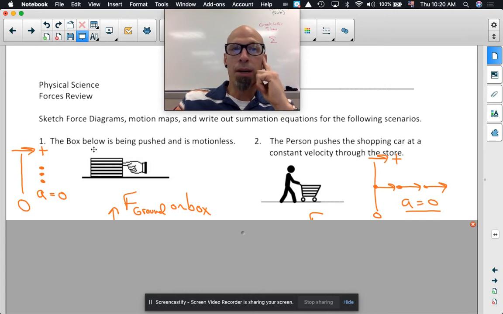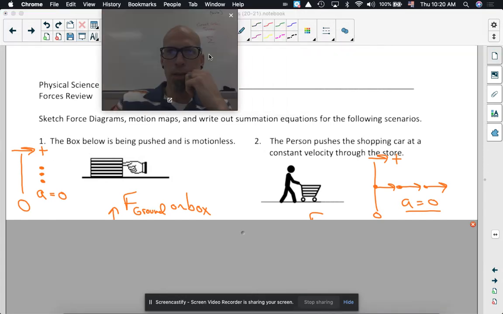It says the box below is being pushed and is motionless. It's being pushed, but it's motionless, which means you would draw a motion map that has no motion, just dots, which means a is what? 0, which means the forces are what here?